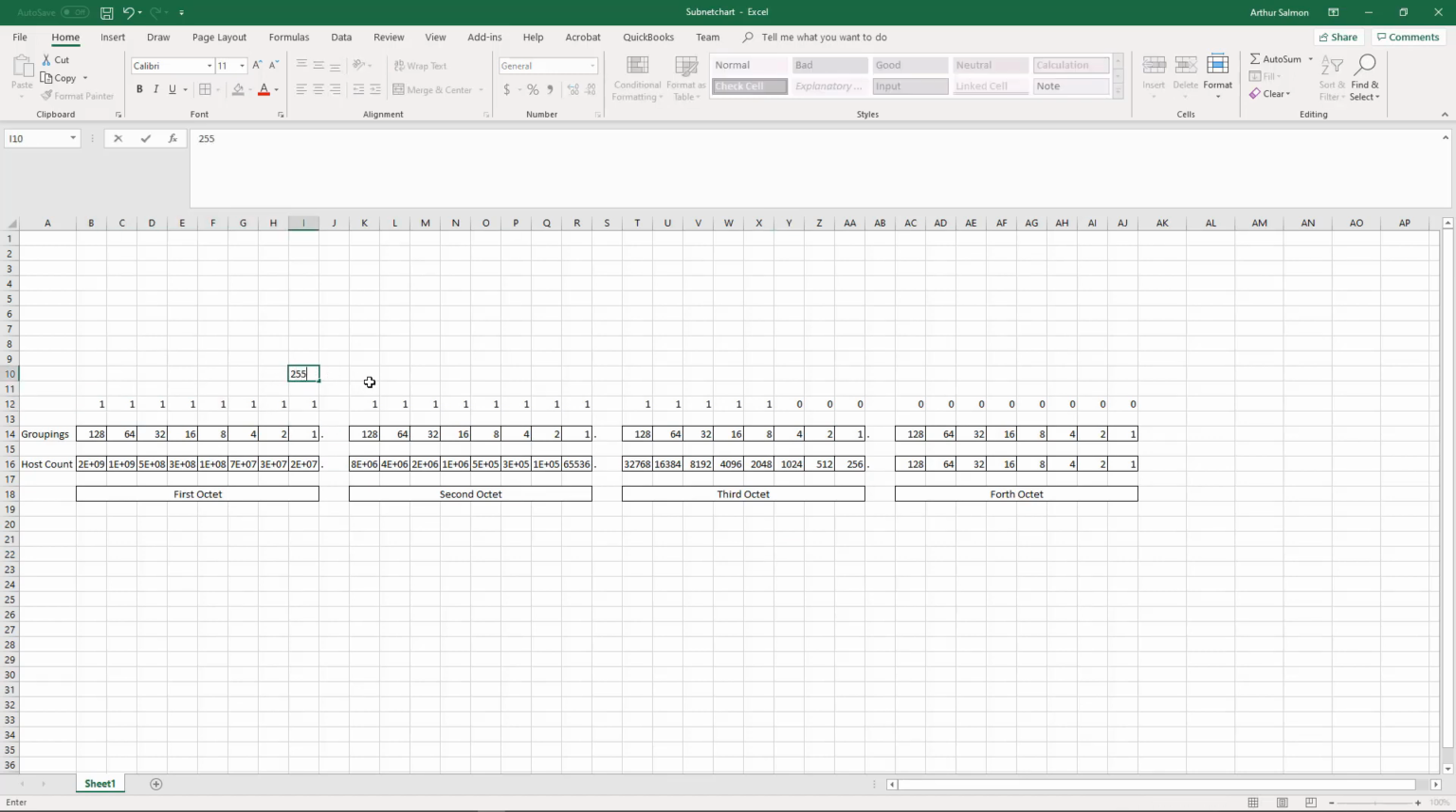That equals 255. Add all these 1s up, they equal 255. We add these 1s up, these should equal 248, and this will equal 0. So the subnet is 255.255.248.0.